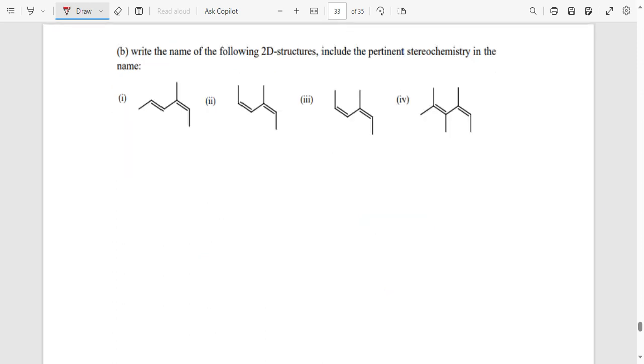Also, this one, write the name of the structures, include the pertinent stereochemistry. So you need to state whether it is E or Z. Let me answer this one, the last one. First thing that you need to do is know where you're going to count from. If I start counting from here, 1, 2, 3, 4, 5, 6. You can see the first group is at position number 3. Should I start counting from there? No. Because if I start counting from the other side, the first group will receive a smaller number.